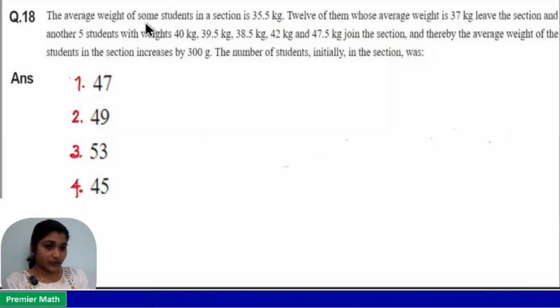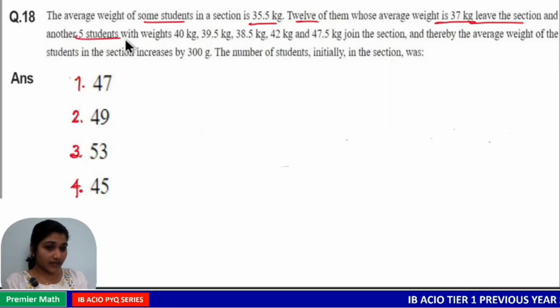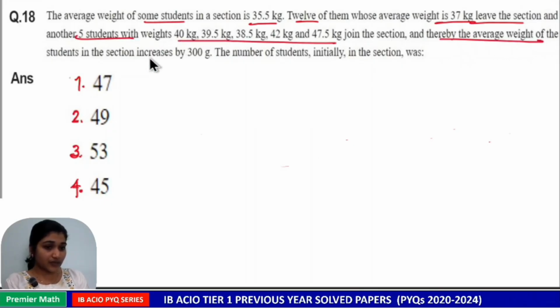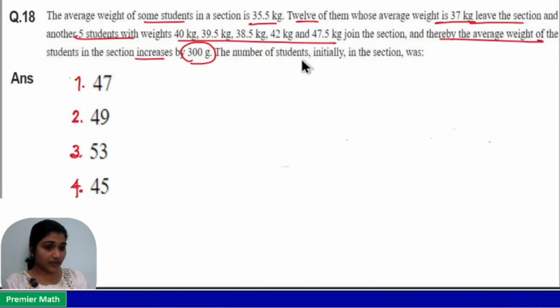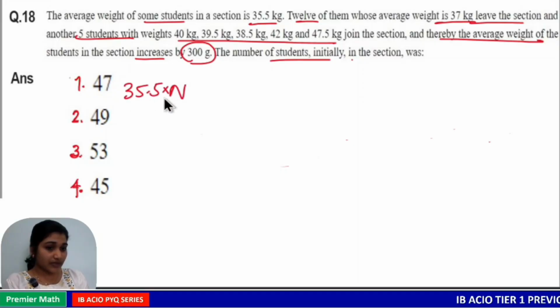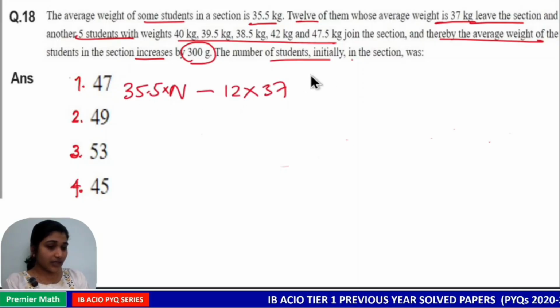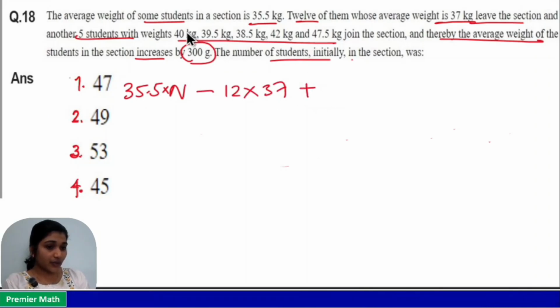The average weight of some students in a session is 35.5 kg. 12 of them, whose average weight is 37 kg, leave the session, and another 5 students with these weights are joining the session. Thereby the average weight of the students in the session increases by 300 gram. The number of students initially in the session was? Consider the number of students initially as x. Then their average is 35.5, so this is their sum of weight. Now 12 students with average 37 leaving means this is the sum of their weight, and 5 students are joining, so take the sum of their weight.